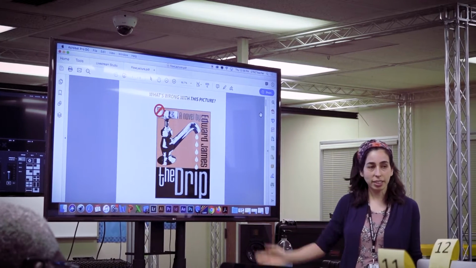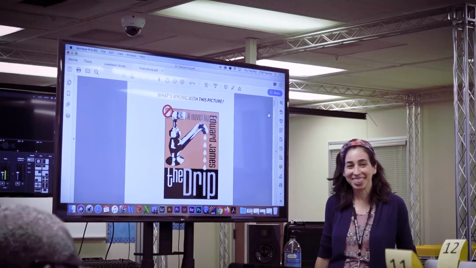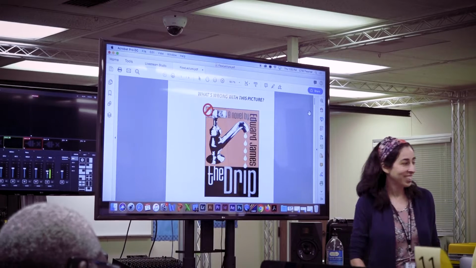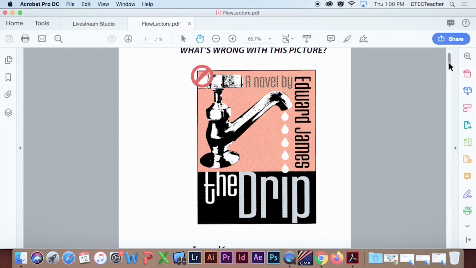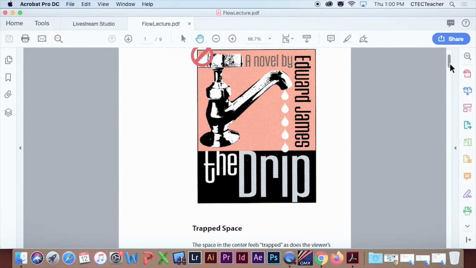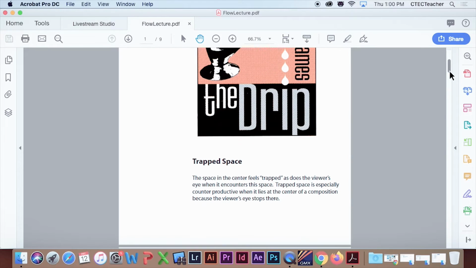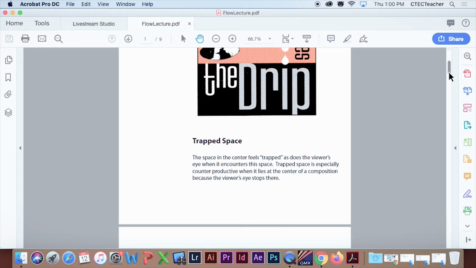Did anybody even read the text yet? No? Yes. Well, those are the really avid readers that would be reading the text in this layout. You've got to be really an avid reader to put in that effort. So basically, when you have emptiness in the center of a layout, you're creating what's called trapped space, and the viewer will feel trapped when the eye encounters this space. It's especially counterproductive when it lies at the center of a composition because the viewer's eye stops there.